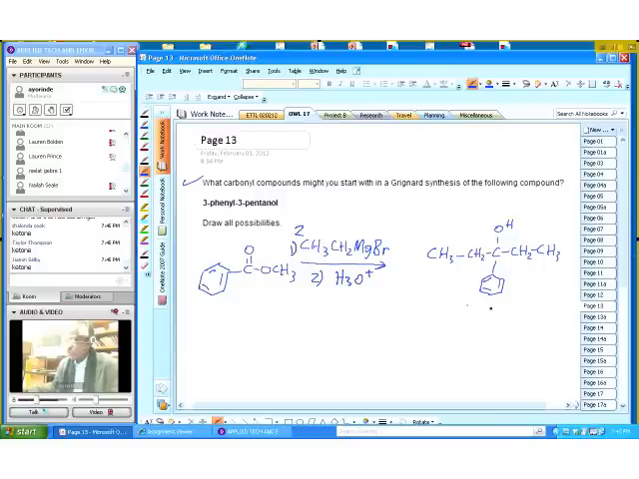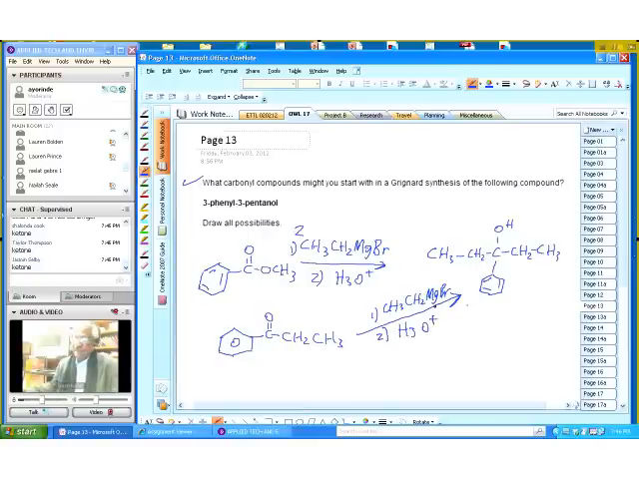Actually, there are several choices here. So we could start with this ketone. If we start with that ketone, and then we react that with a Grignard reagent, we also get the same product. Now we're also going to use ethyl magnesium bromide as a Grignard reagent, and then we follow that up with hydronium ion. Okay, do you see that? If you see that, give me a smiling face.